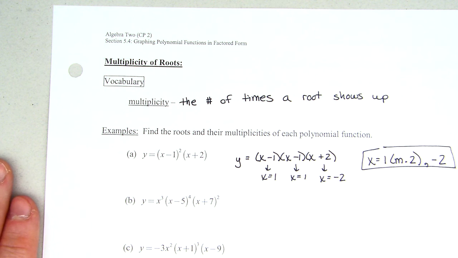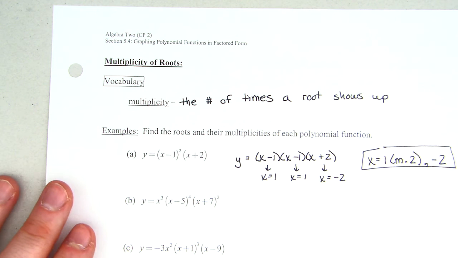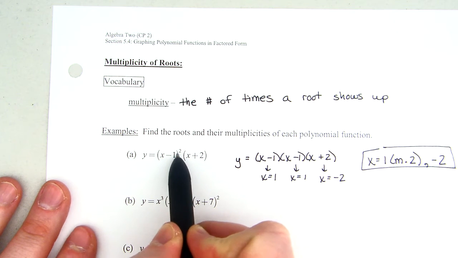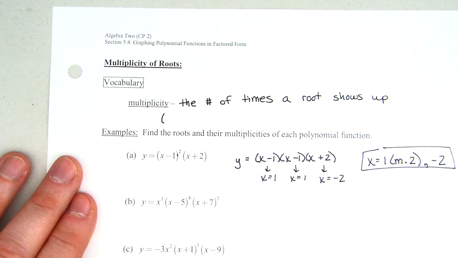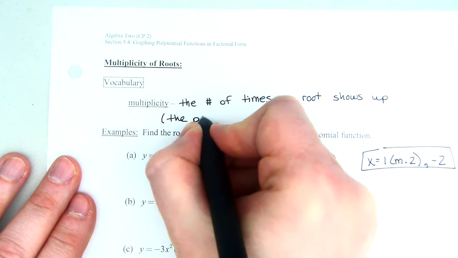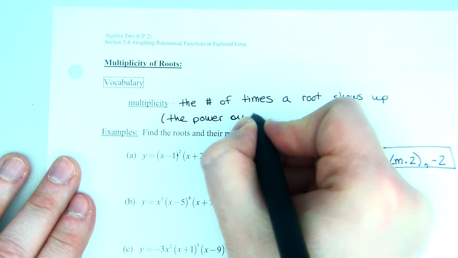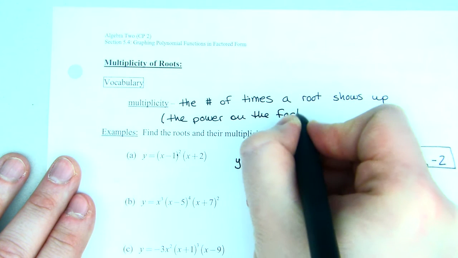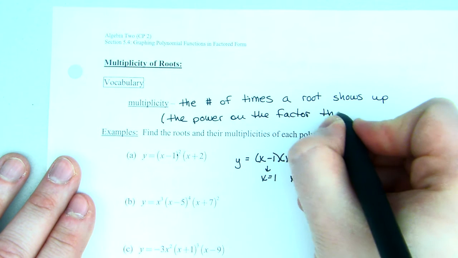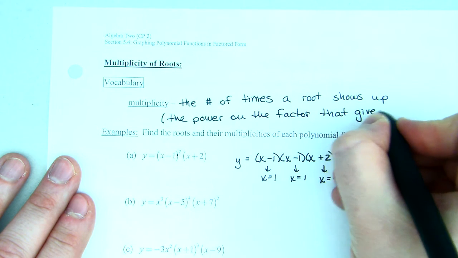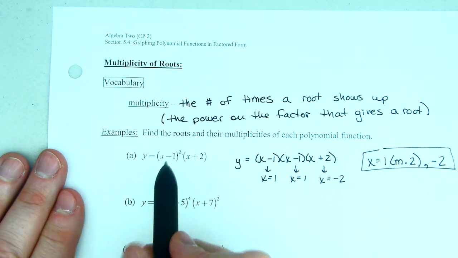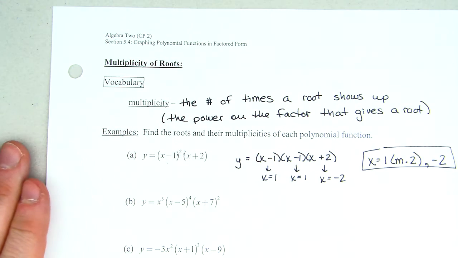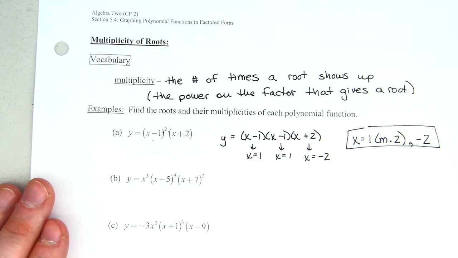There's an easier way to find the multiplicities. I think the multiplicity is really just going to be the power on the factor that gives a particular root. Let me add that into my definition. I can also think about this as the power on the factor that gives a root. X minus 1 had a power of 2, so x equals 1 has a multiplicity of 2. Let's try the next one.